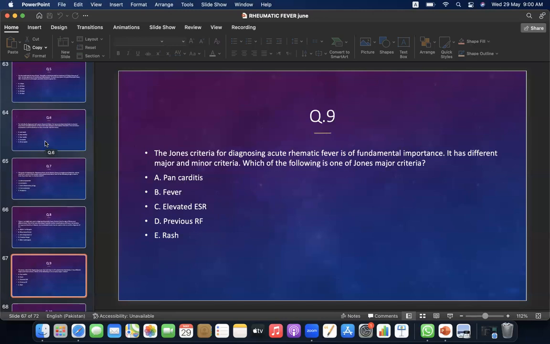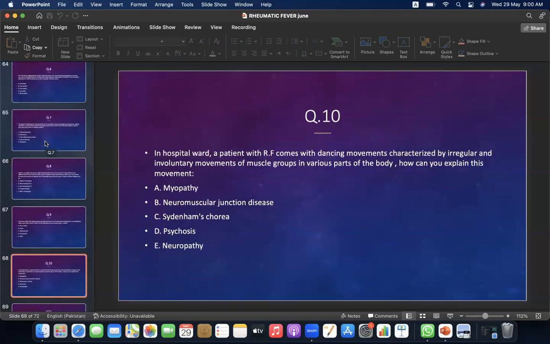Ninth, the Jones criteria for diagnosing acute rheumatic fever is of fundamental importance. It has different major and minor criteria. Which of the following is one of the Jones major criteria: A, pancreatitis; B, fever; C, elevated ESR; D, previous rheumatic fever; or E, rash. The answer is A.